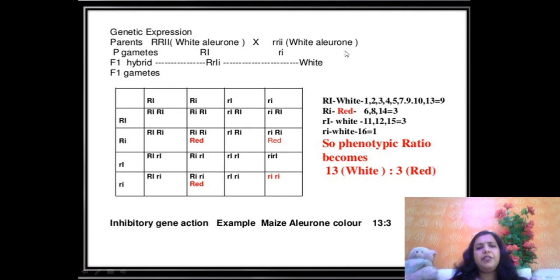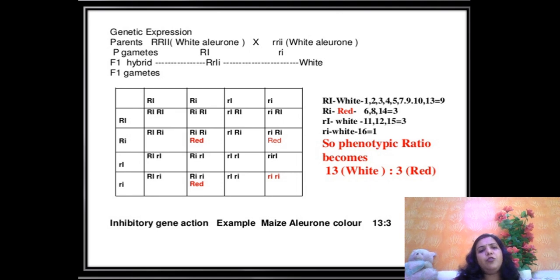However, in inhibitory gene, two genes are present and one gene does not let the other gene express. यानी यहाँ भी दो जीन प्रेजेंट हैं, लेकिन यहाँ इनहिबिटरी जीन दूसरे जीन को एक्सप्रेस होने ही नहीं दे रहा है. तो this is the big difference between epistatic gene and inhibitory gene, and that's why the ratio is also different.